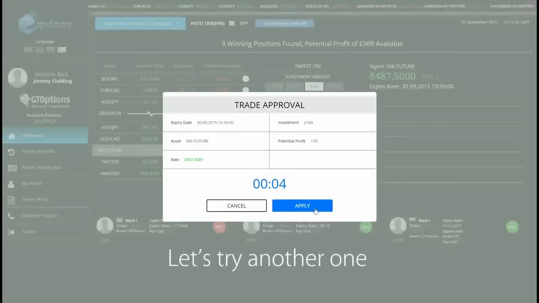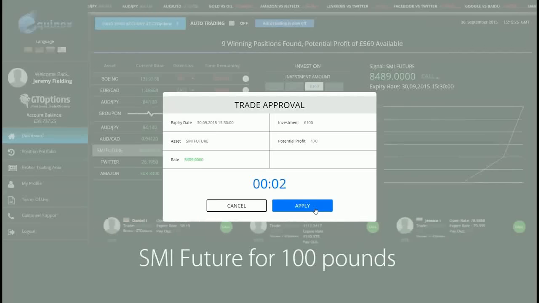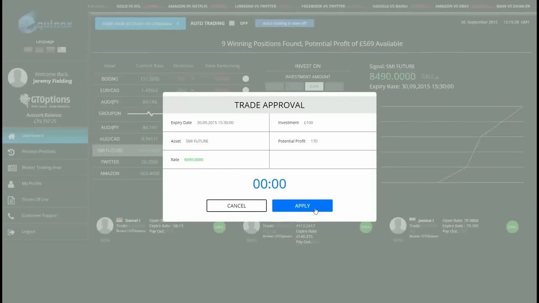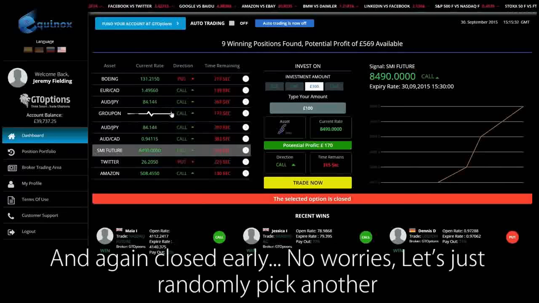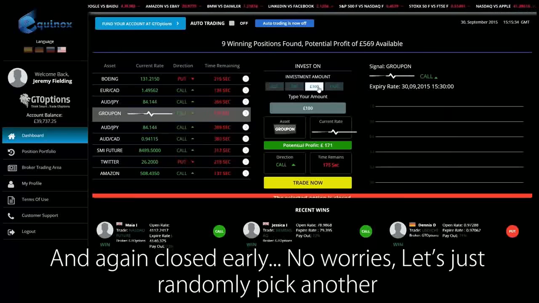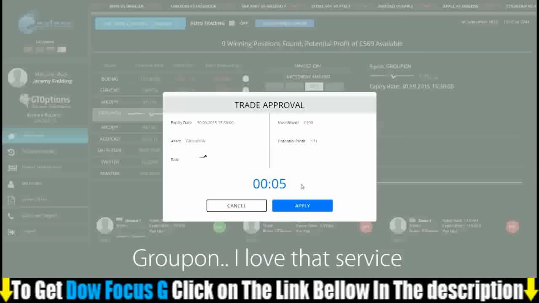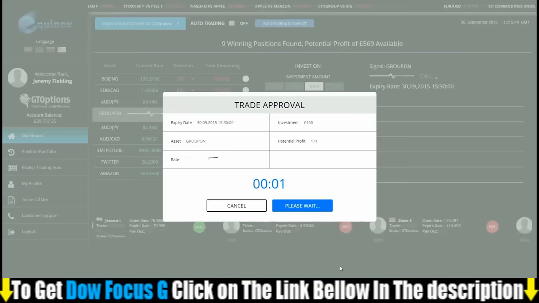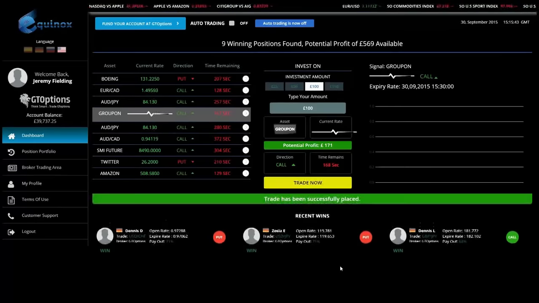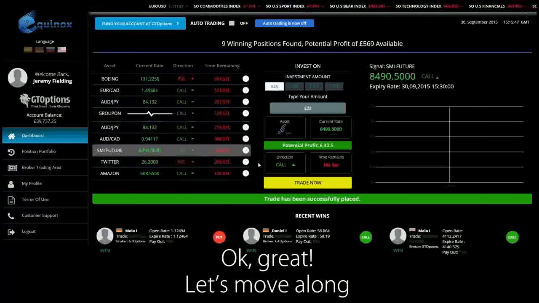Let's try another one. SMI future for 100 pounds. Up, and again, closed early. No worries, let's just randomly pick another one. Groupon, I love that service. Let's pick their stock. Okay, great. Let's move along.